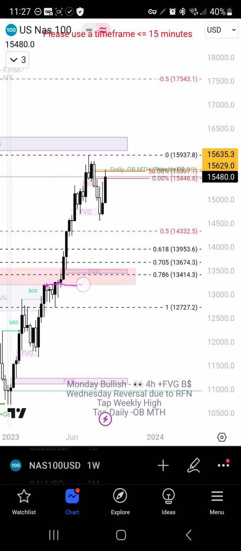So again, the order block. Of course, we got this FVG. Got an FVG here. That overall we can see the weekly pull down into.